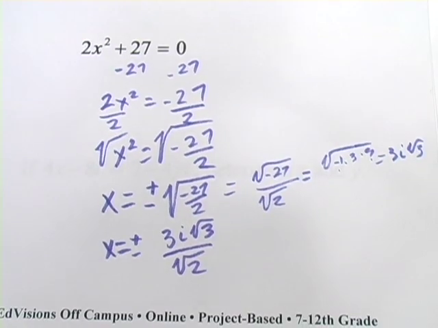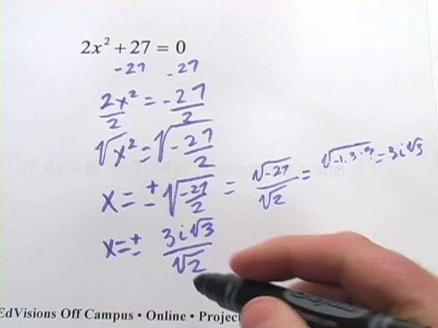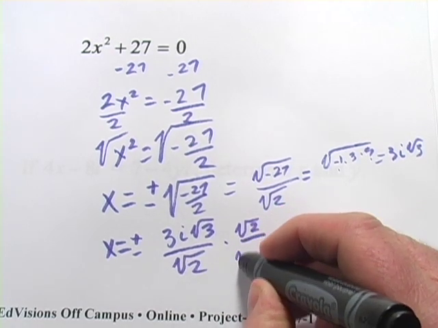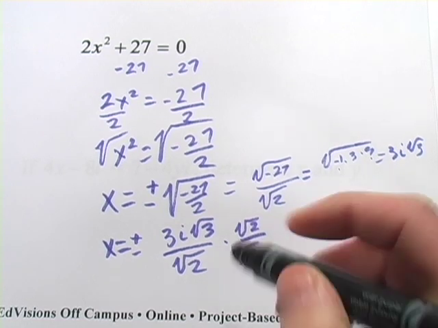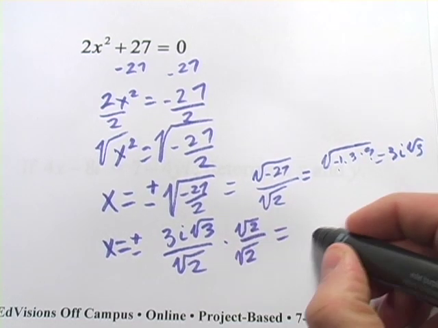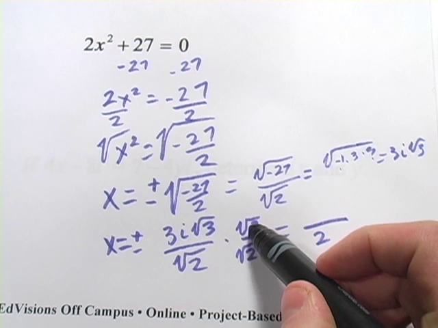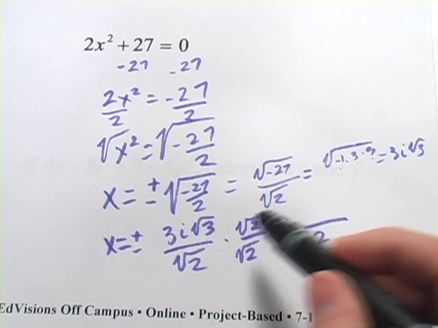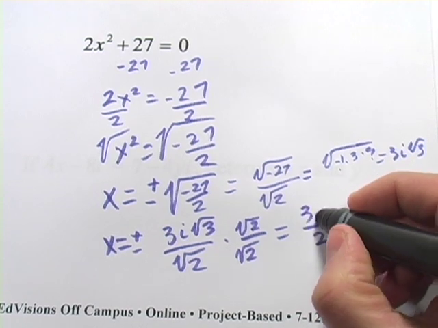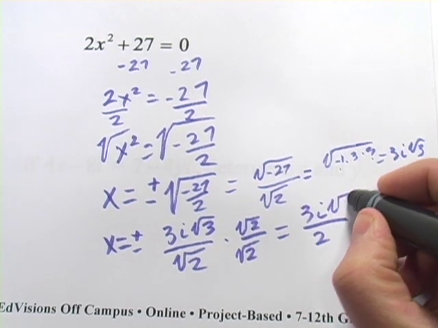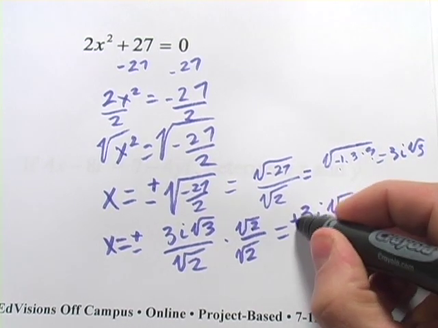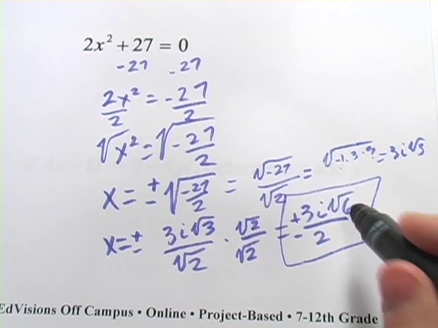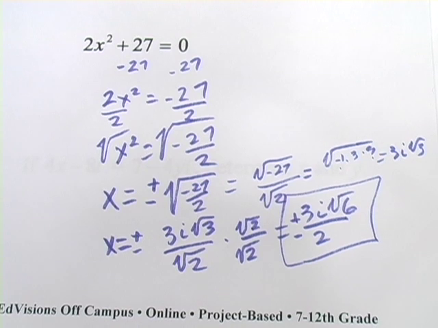And we don't like these radical signs in the denominator, so I should probably rationalize the denominator by multiplying by the square root of 2 over the square root of 2. On the bottom there I'd get 2, and on the top I get square root of 2 times the square root of 3 times 3i. I think I'll call that square root of 6, so this would be 3i times the square root of 6. And remember, this was all positive and negative, our two solutions. And that's our answer for that one.